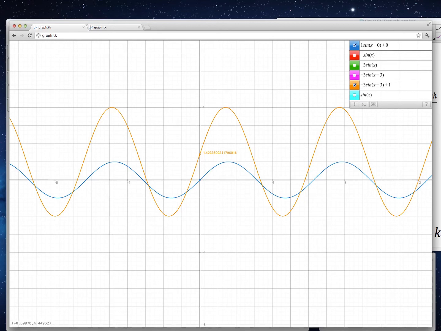What's the first one? So this program is called graph.tk. You need Google Chrome. Yes. It's a free account. Yes. Download it. It helps very much.